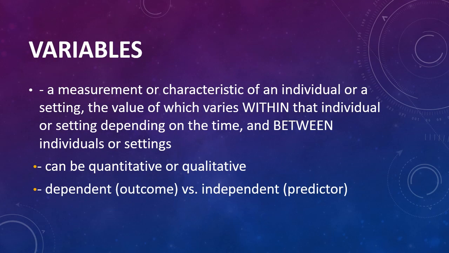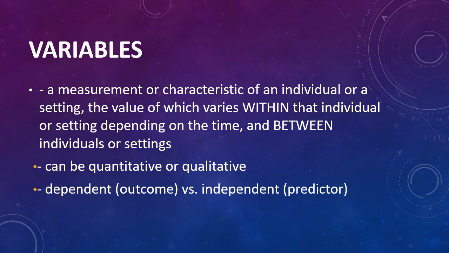So a variable is the concept or idea that you're studying or looking for in your research. It's essentially a measurement or characteristic of an individual or setting, with variations that are inherent within it as well as variations between other individuals or settings. So it can be quantitative or qualitative, and this will define how you will measure your variable.